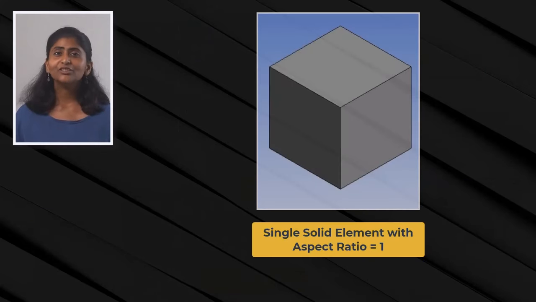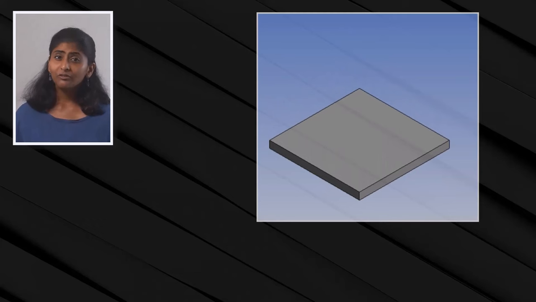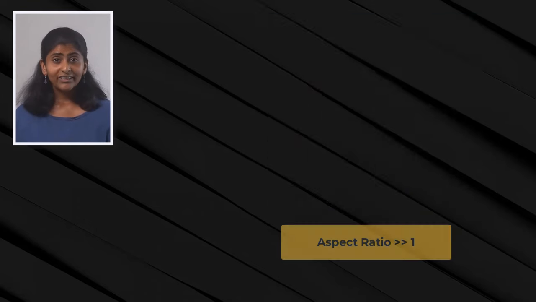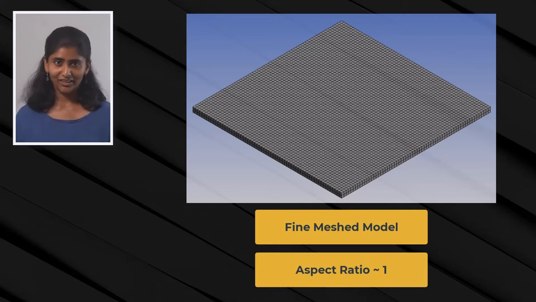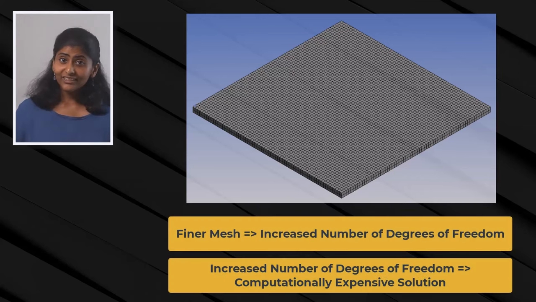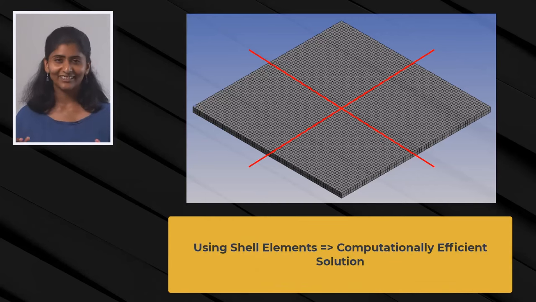Ideally, solid elements should have an aspect ratio close to 1, but we can still obtain fairly accurate results at higher aspect ratios. However, if the aspect ratio is too high, which is often the case when meshing thin structures using solid elements, we begin to see poor results. The alternative is to generate a very fine mesh to achieve solid elements with reasonable aspect ratios. But that increases the number of degrees of freedom, which in turn makes it computationally very expensive. This is where the shell elements appeal as an efficient way of modeling thin structures.